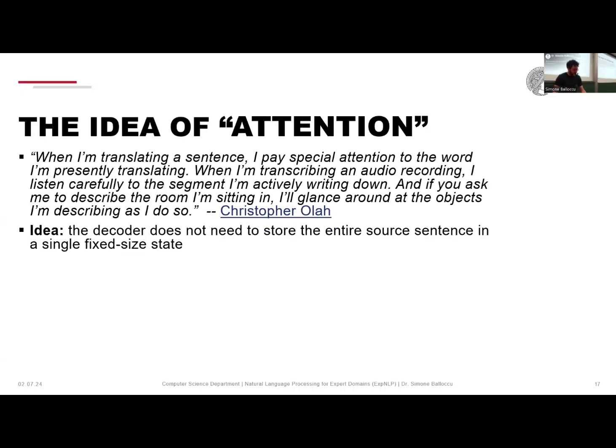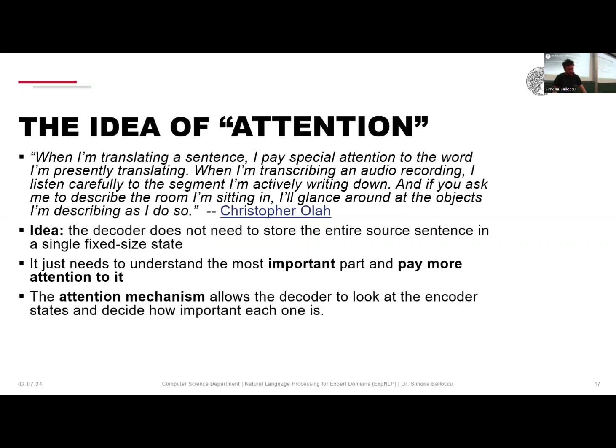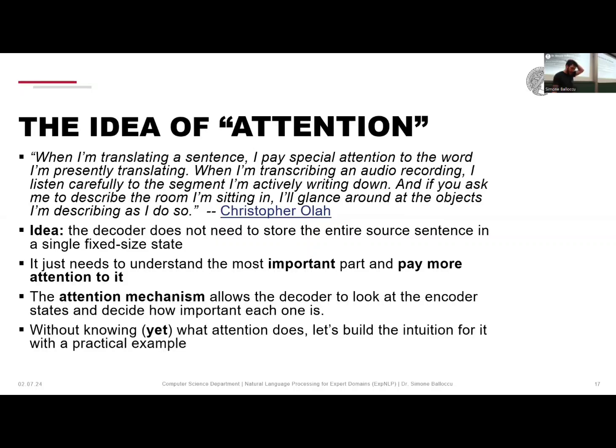The idea is that the decoder does not need to store the entire source sentence in a single fixed state, but it needs to understand the most important parts and pay more attention to them. So this attention mechanism allows the decoder to look at all encoder states and decide how important each one is, and then weight this importance somehow. Without knowing yet what the attention does, let's build the intuition with an example.